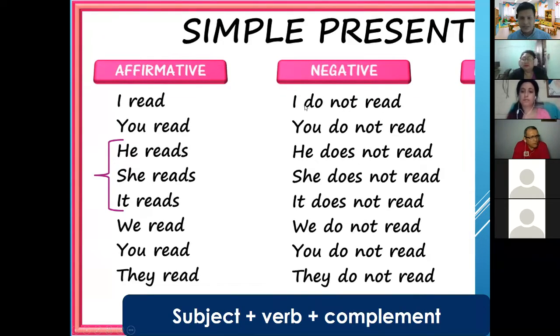Okay, students. As we see, do not is the best way to say this. Así, sin contractar, es la mejor forma de decir algo.